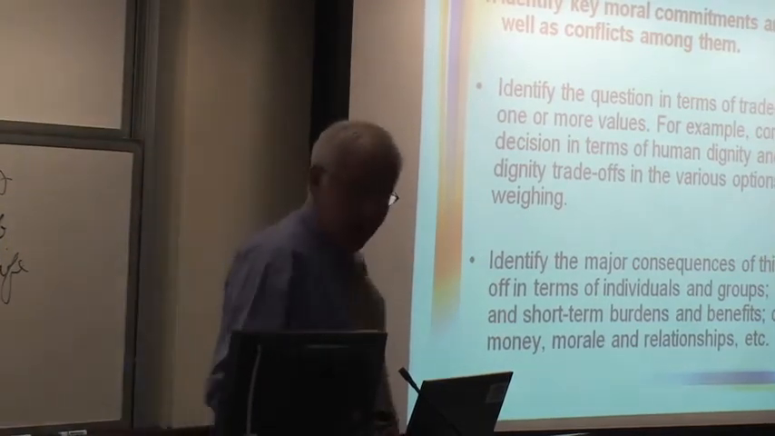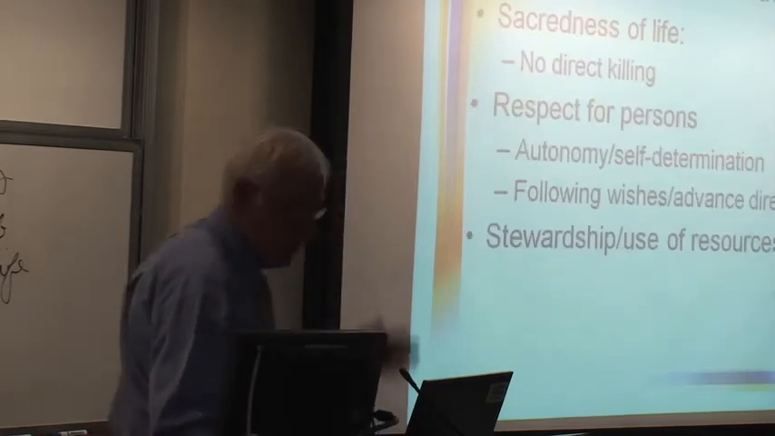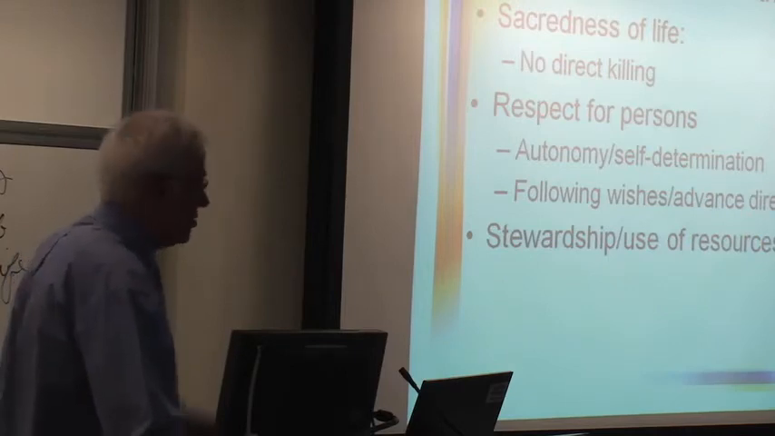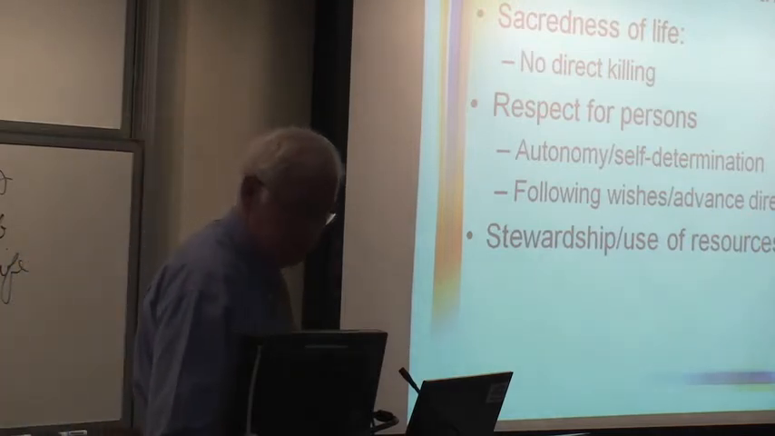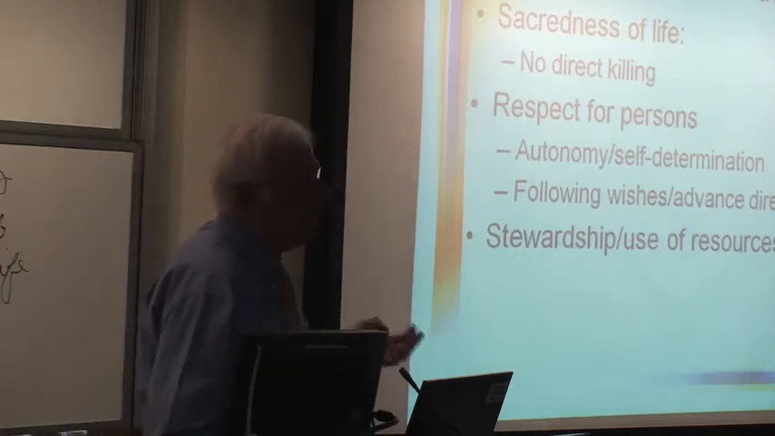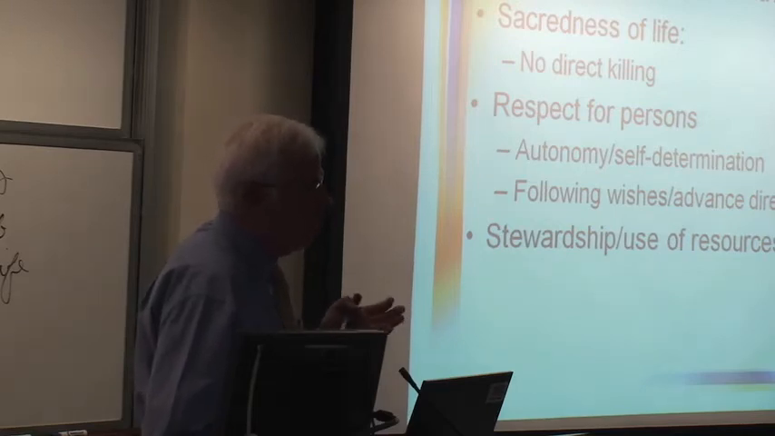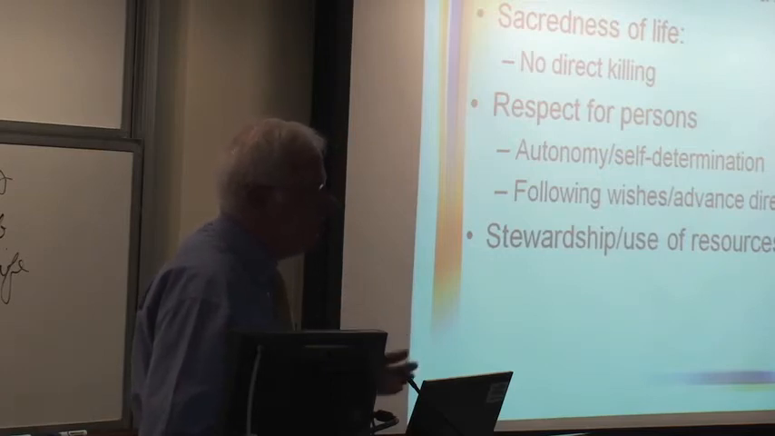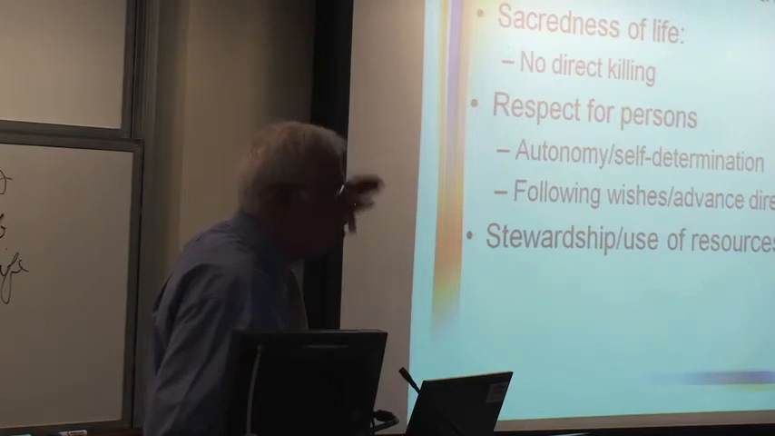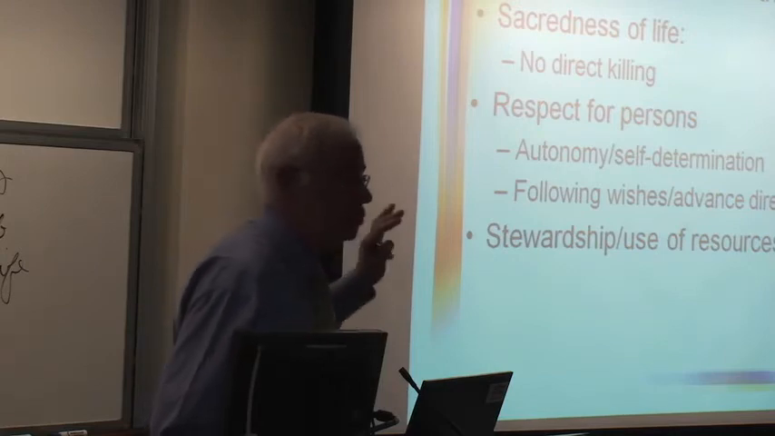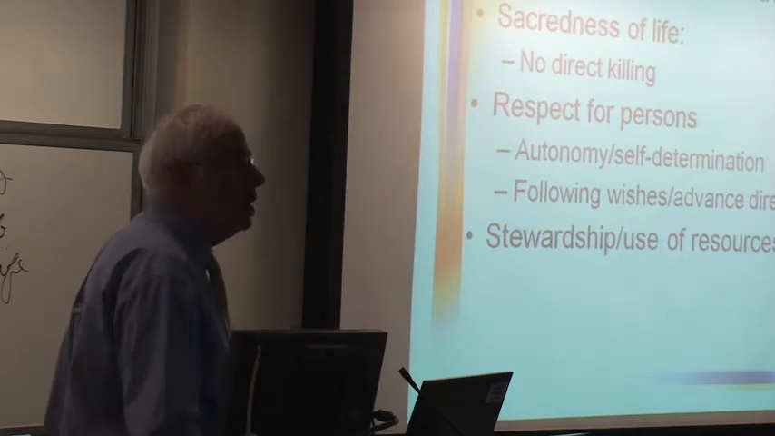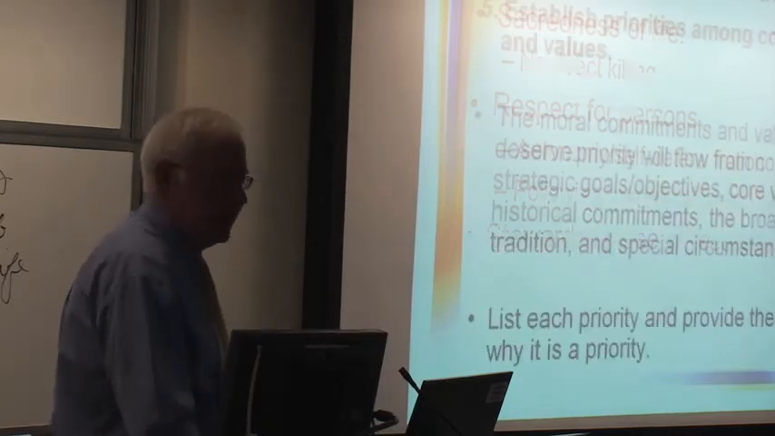So we try to identify what the key moral commitments are: sacredness of life, respect for the person, autonomy, and really the use of resources. Some of the things that were mentioned here. And one of the problems in all moral reasoning is which of these should be given priority. If you take further ethics courses, trying to figure out which should be given priority, and therefore which will drive the ultimate choice, is one of the biggest moral theoretical issues that's out there.